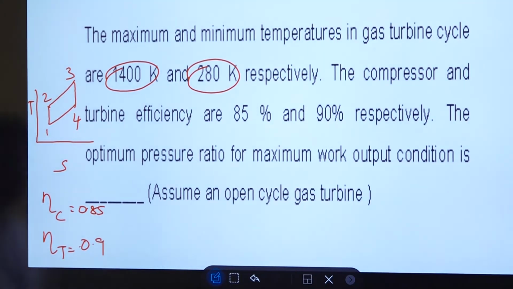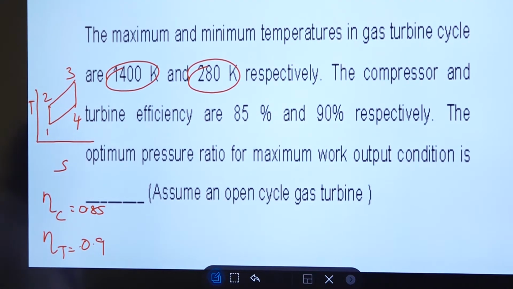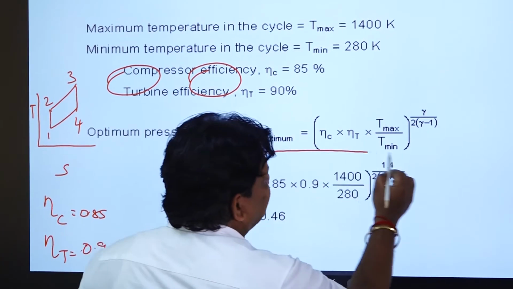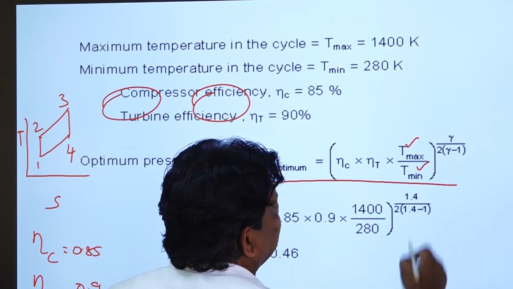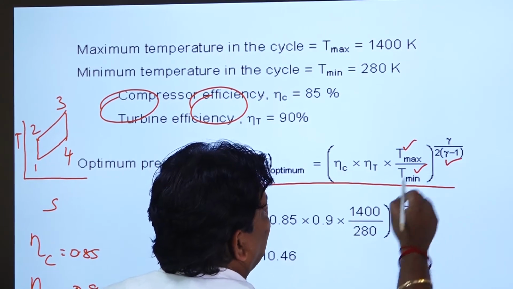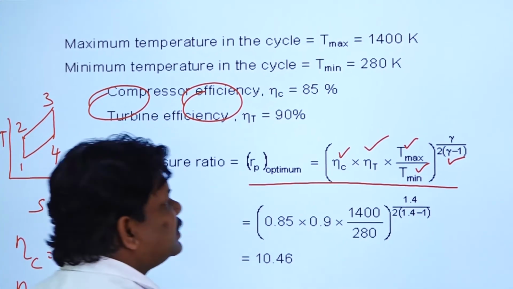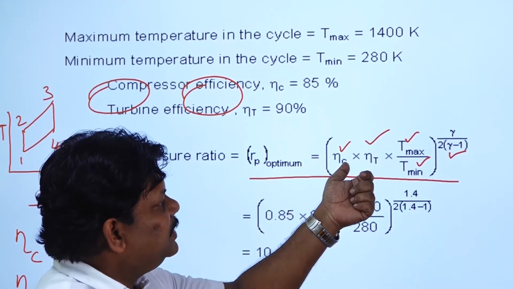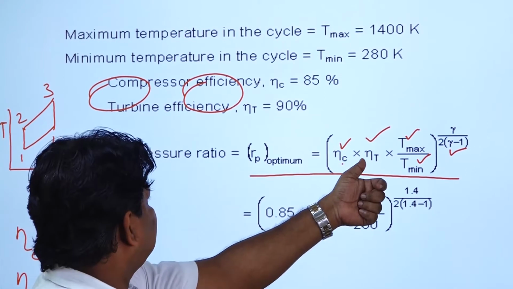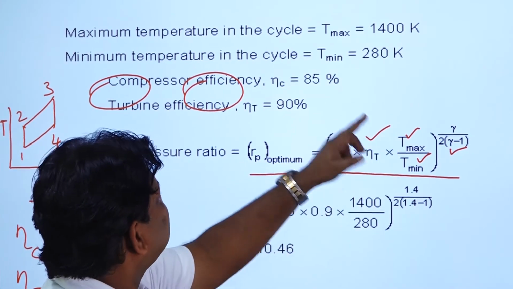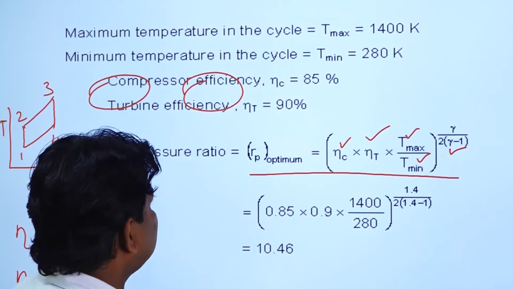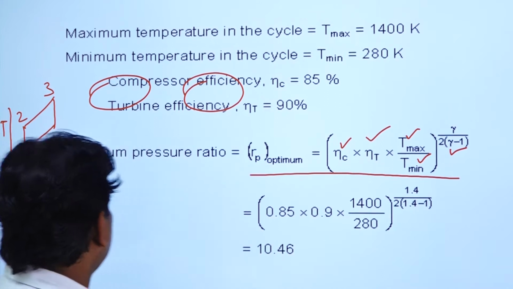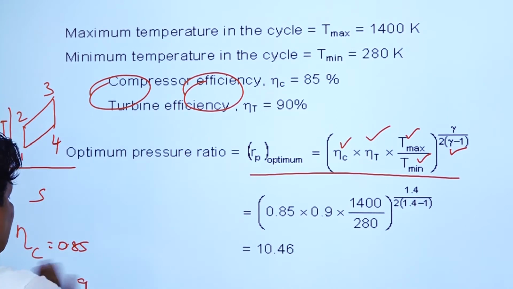What is the optimum pressure ratio for the maximum output condition? You are going to assume this as an open cycle gas turbine. The formula for the optimum pressure ratio is given to you. You know the maximum and minimum temperatures, the value of gamma, and the efficiencies. So directly you substitute the values: the efficiencies 0.85 and 0.9, into T max, 1400 divided by 280, and you get the value as 10.46.